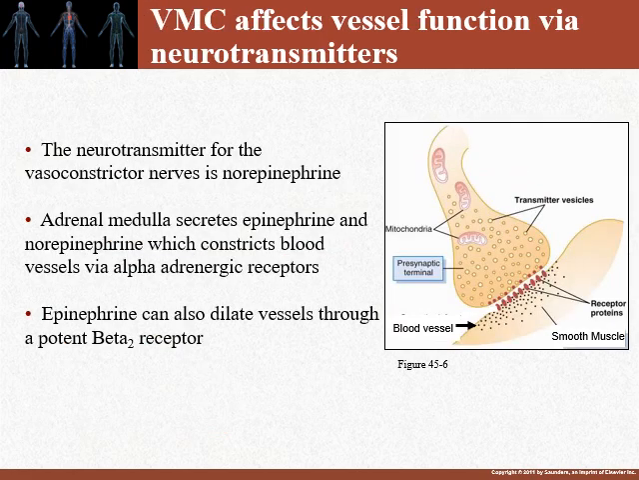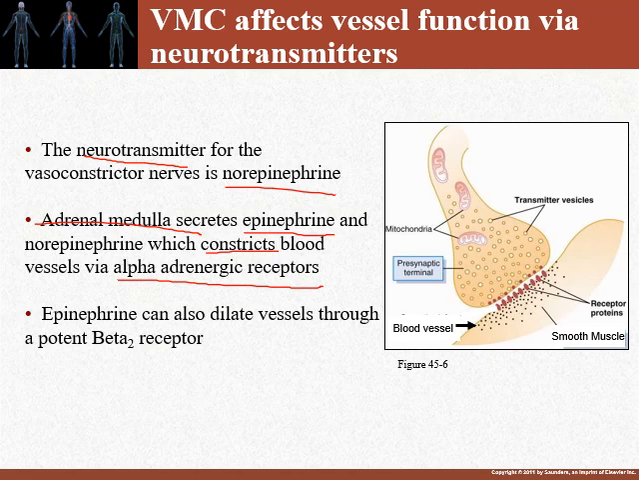If we look at the neurotransmitters that are responsible for the vasoconstrictor effect or function of the sympathetic nervous system, the main neurotransmitter for the vasoconstrictor nerves is actually norepinephrine. And we know that epinephrine is similar in structure but released from the adrenal medulla, so norepinephrine is considered a neurotransmitter and epinephrine is considered an endocrine hormone. Both of them can bind to alpha adrenergic receptors that are distributed in the blood vessels and induce constriction, or vasoconstriction, of the blood vessels.